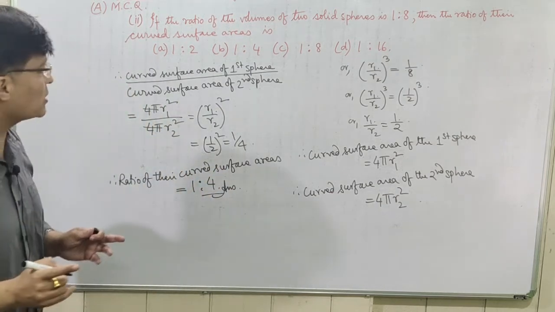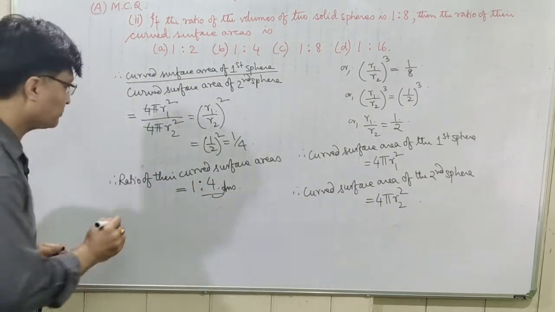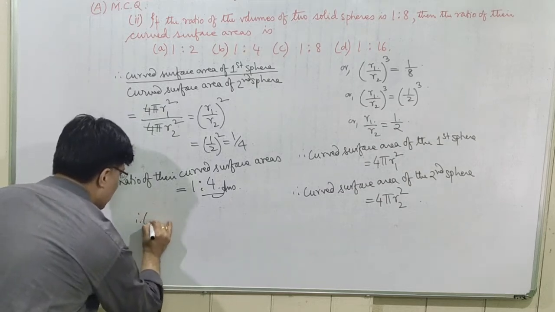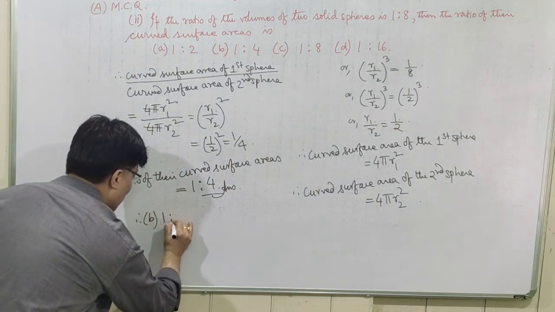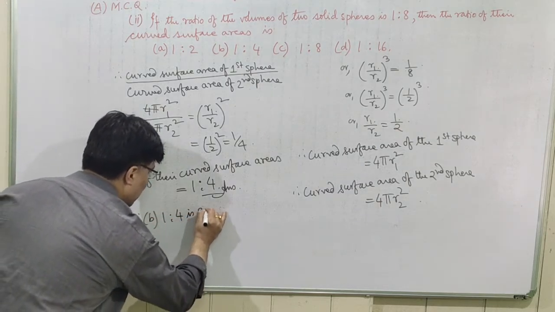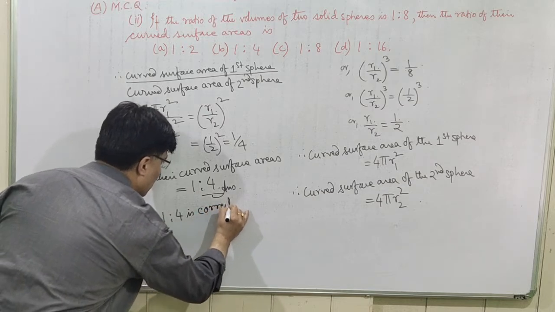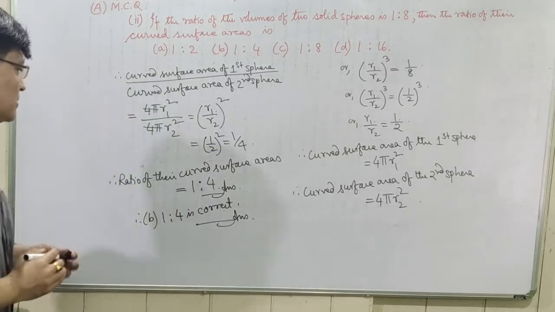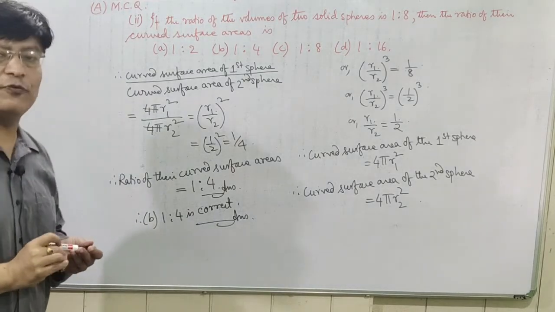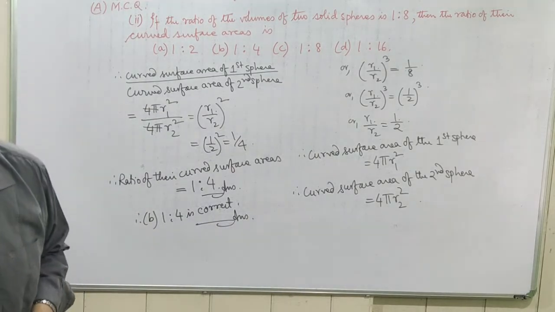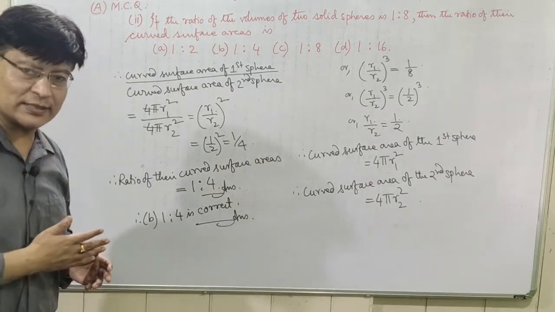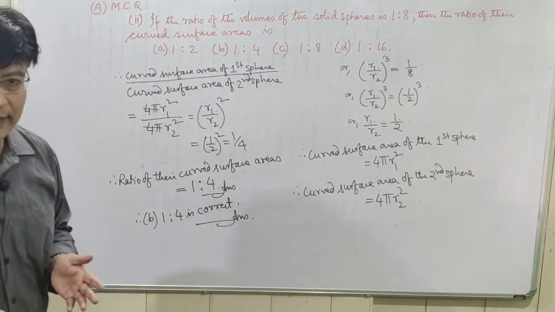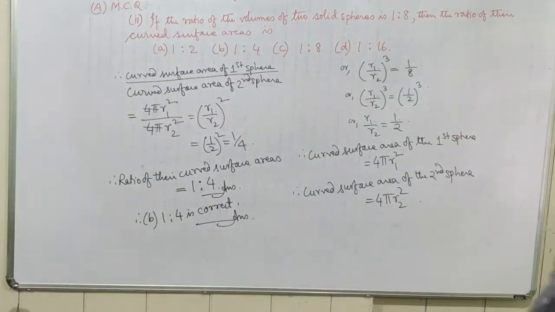So which is the correct option out here? It is number B. So let us write here, therefore B, 1:4 is correct. So this is the final answer. That is number B, 1:4 is the correct answer. So I think you've understood it. So you can copy it. Now we'll do the next question now.